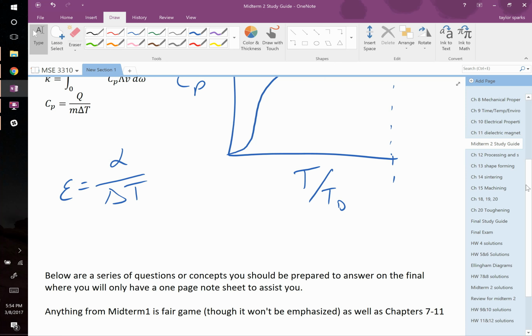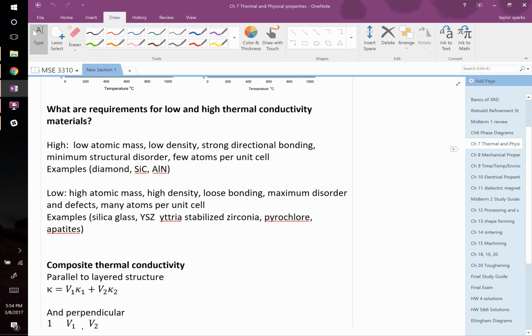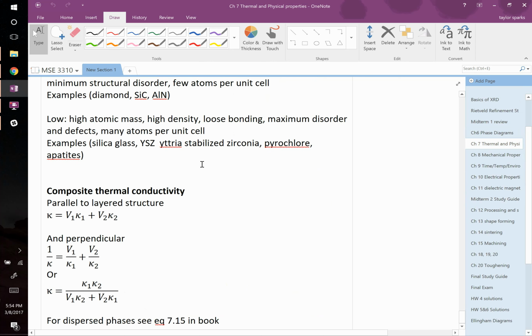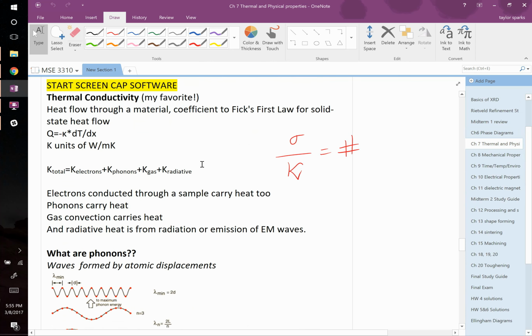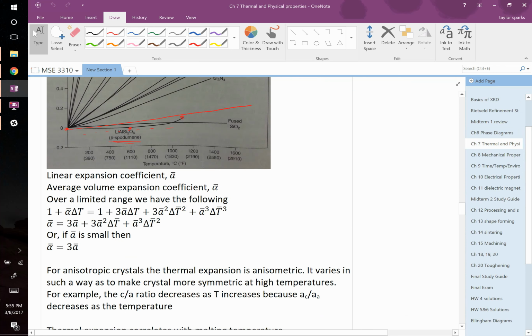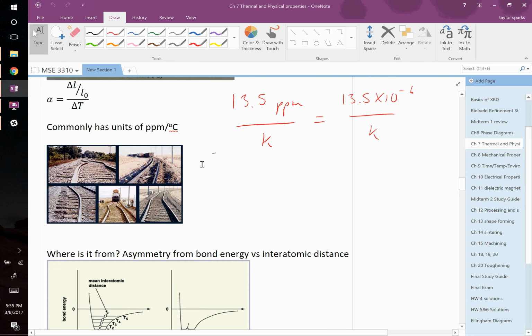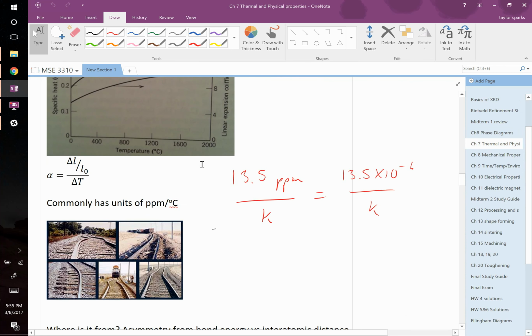You might be right, Jay. I'm just going to double check. I don't remember. You're probably right, but I'm just going to double check. Alpha is just over temperature because your delta L over L naught. So this is strain. So it's actually multiplied. Another way we could write the same thing, since that's strain, that must equal alpha times delta T, not divided by. That makes sense? So it's multiplied by.